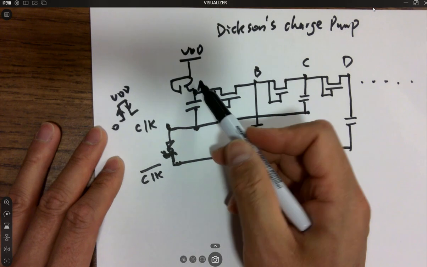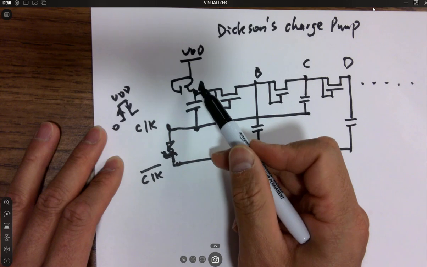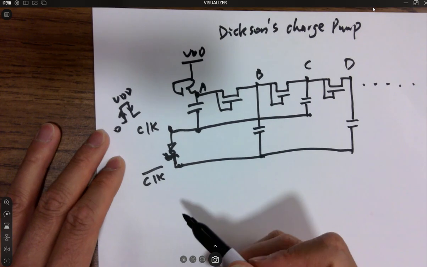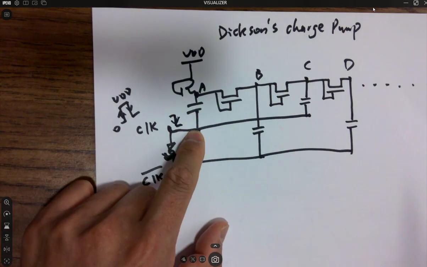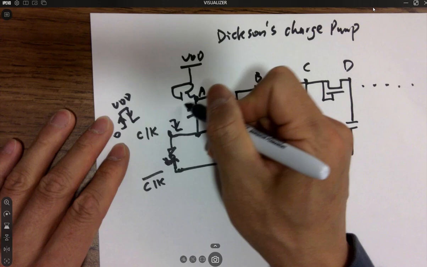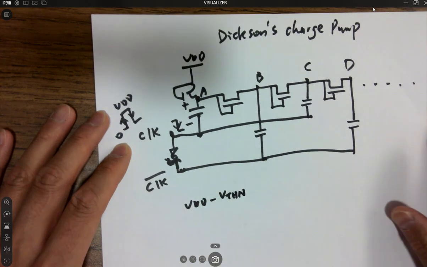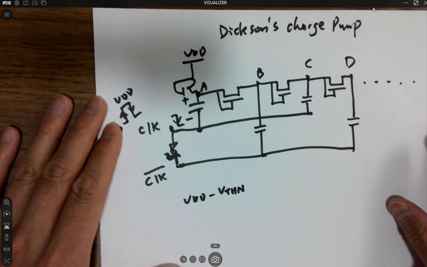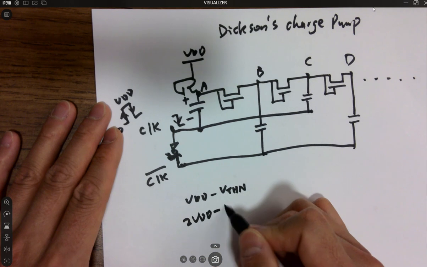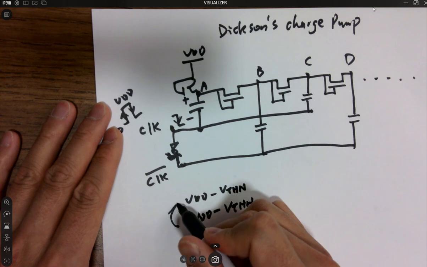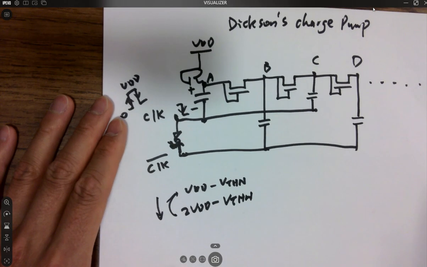So when this one pulls current from the NMOS transistor on the top, A becomes what? When it pulls, it's a falling edge. So we charge it up, right? That becomes VDD minus VTHN, and then it flips to the top. There's a rising edge. This becomes 2 VDD minus VTHN. So point A will oscillate between these two voltages, right?